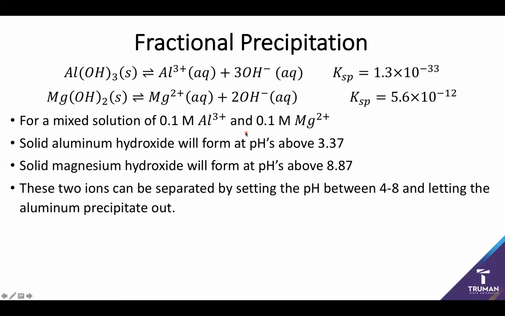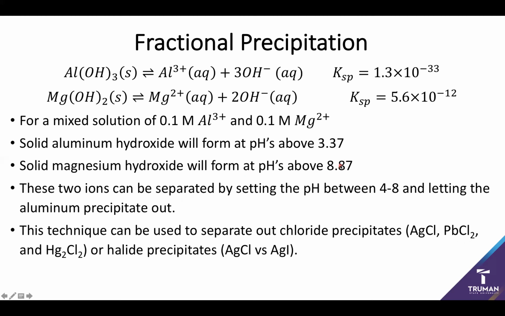And we got the aluminum hydroxide to separate out. We pulled out the solid, and then we took the remaining liquid, and then we made it basic. So we brought the pH above 9 and collected the magnesium hydroxide. And it turns out you can use very similar techniques based on chloride concentration to separate out silver, lead, and mercury, which we did, or for various halide precipitates by changing the silver concentration to separate out silver chloride versus silver iodide, which we also did.